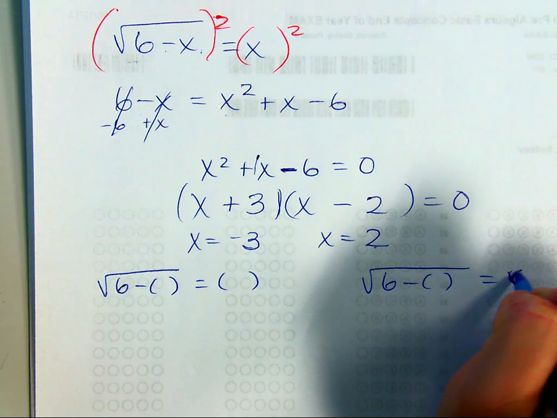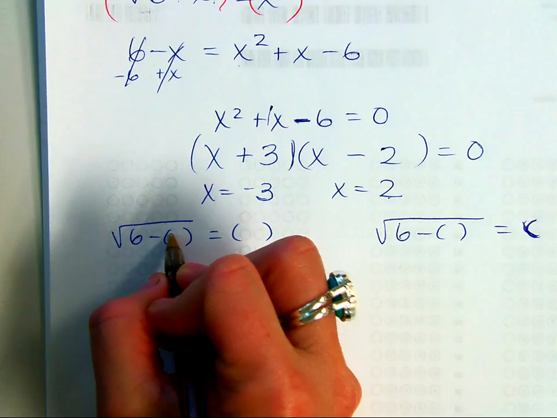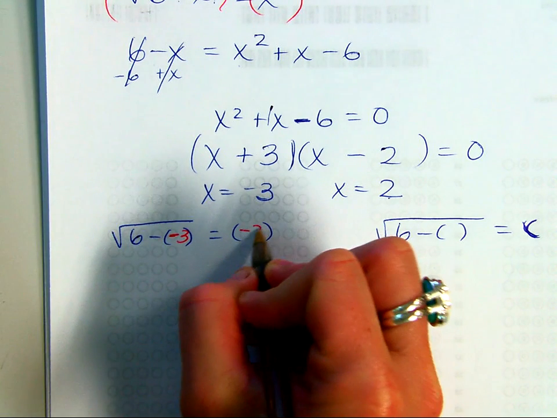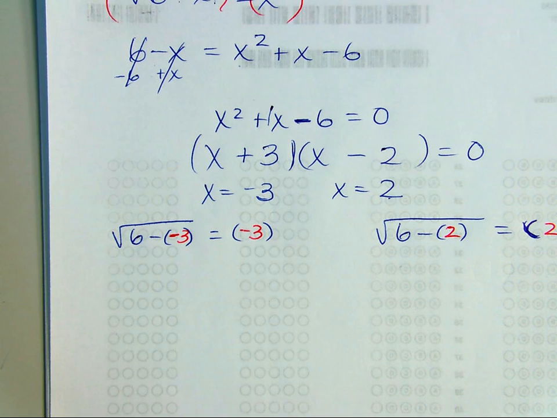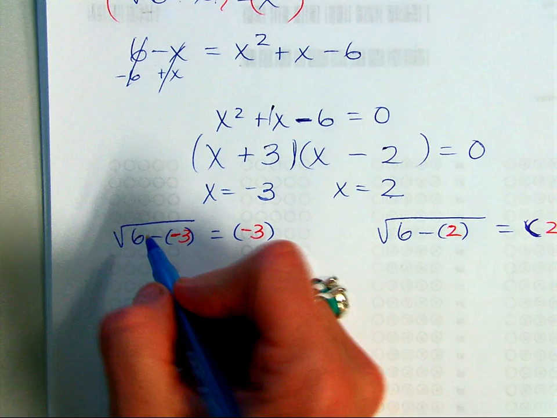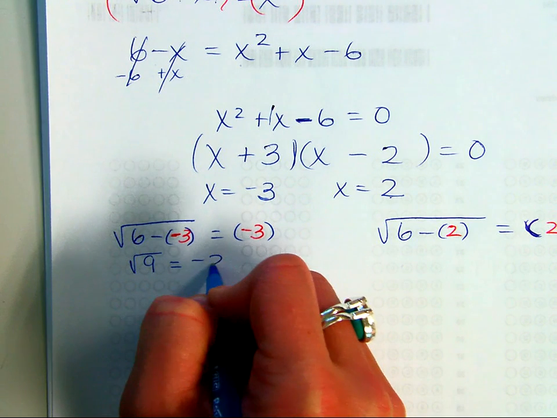So let's say that x is negative 3, or let's say that x is 2. We're going to check them both. And there's a little bit of ambiguity here, and I think you're going to see what I mean. So 6 minus -3 is the same as 6 plus 3, which is 9, right?